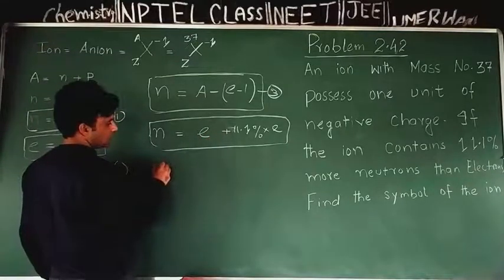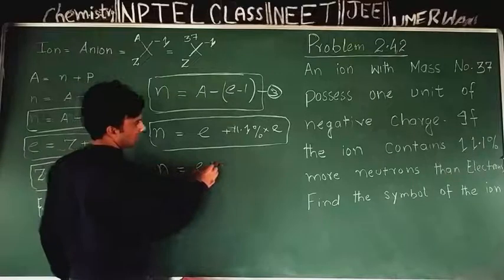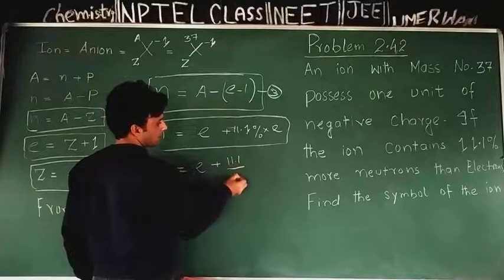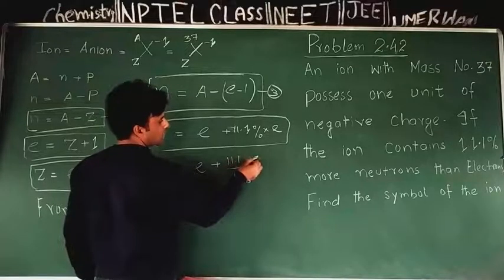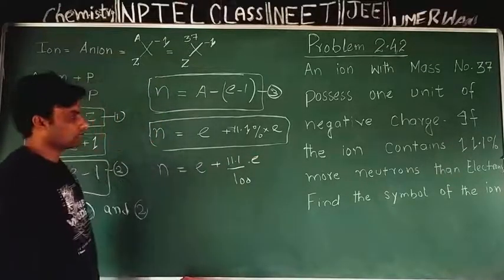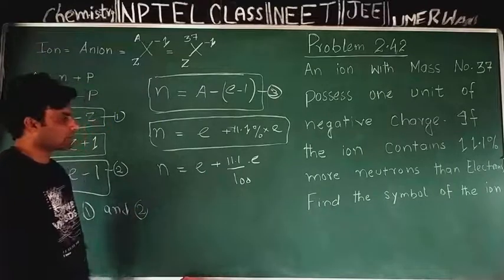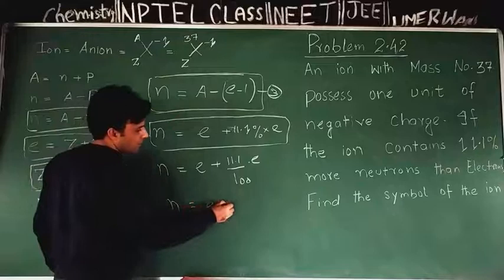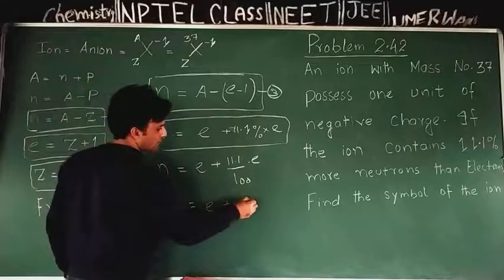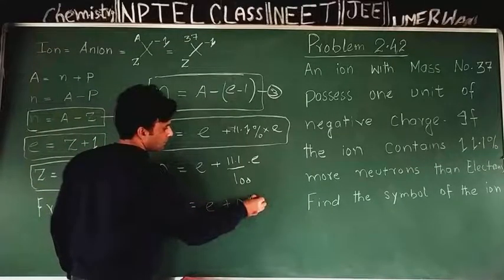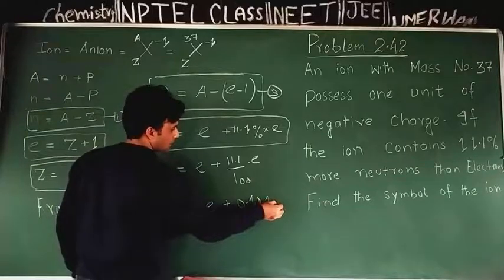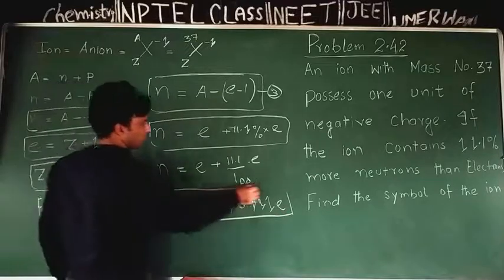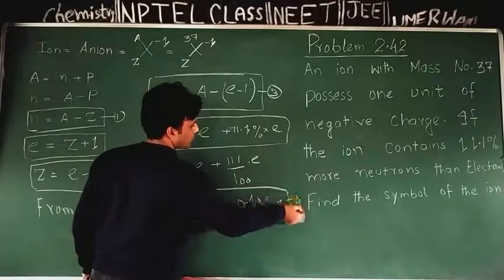I may write this equation: N is equal to E plus 11.1 divided by 100 into E. E here is not the magnitude of charge; E for me is the number of electrons. Number of neutrons is equal to E plus 0.111 times the number of electrons. This equation I will keep as equation 4.